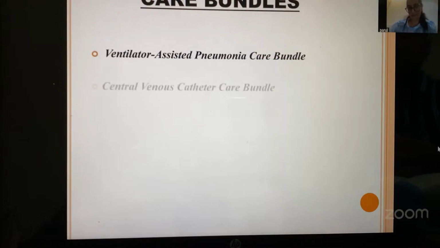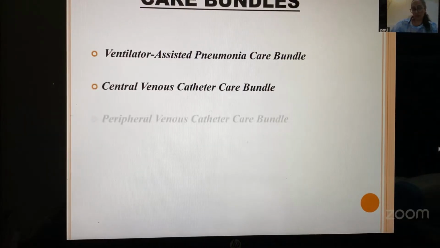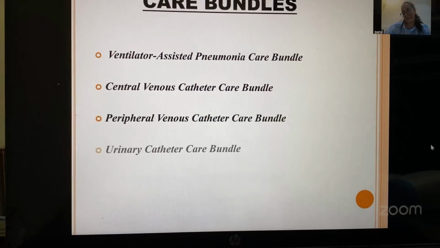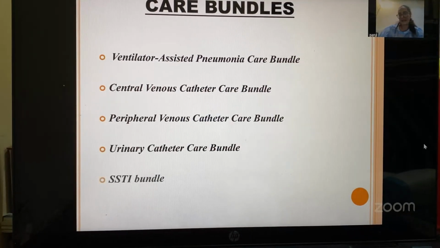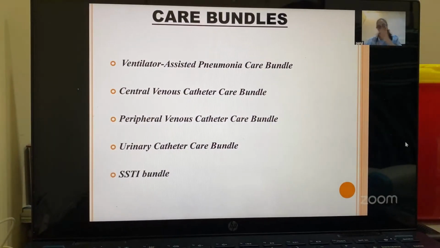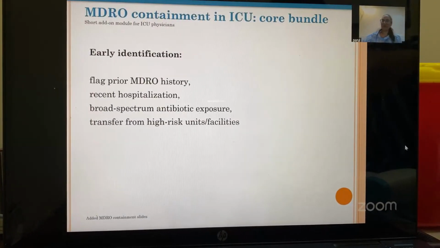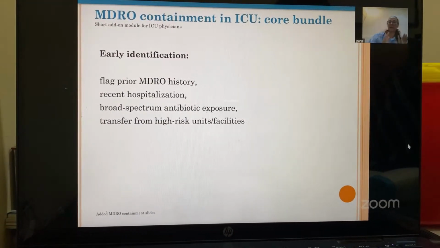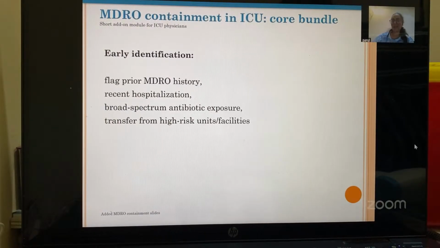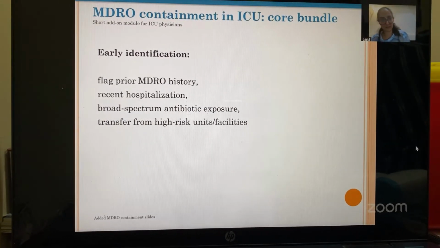So we have the ventilator-associated bundles, central venous catheter, peripheral venous catheter, urinary catheter, and SSTI bundles. Most of it has already been discussed by Dr. Amit in so much detail and very clearly that I would be skipping most of it. So I would focus on the MDRO containment bundle, which is how to prevent the serious bug infections, mostly in the ICU, how to prevent the multi-drug resistant infections.